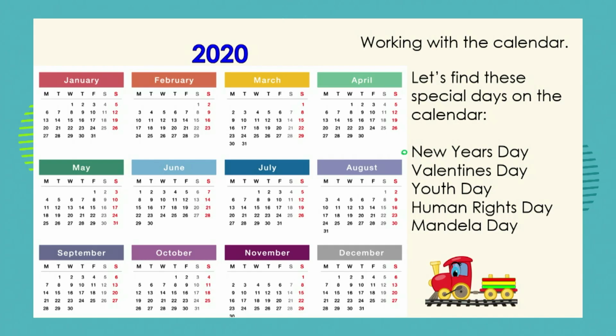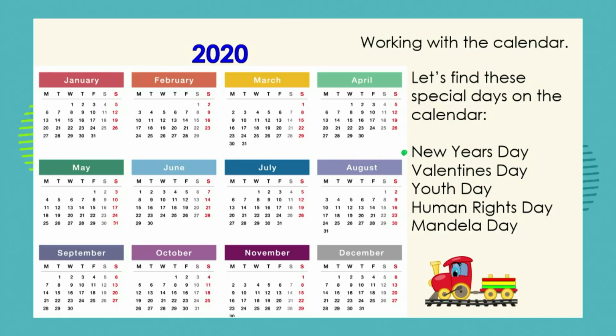The first special day that we celebrate in South Africa is New Year's Day. And can you guess when that is, grade ones? Very good. It is going to be on the 1st of January, because this means that it is the start of a new year. So if we go to our calendar and look for the 1st of January, we can find the month January, and then we are going to circle number 1 because that is the 1st, and we can see which day of the week does this fall on. Very good. It falls on a Wednesday.